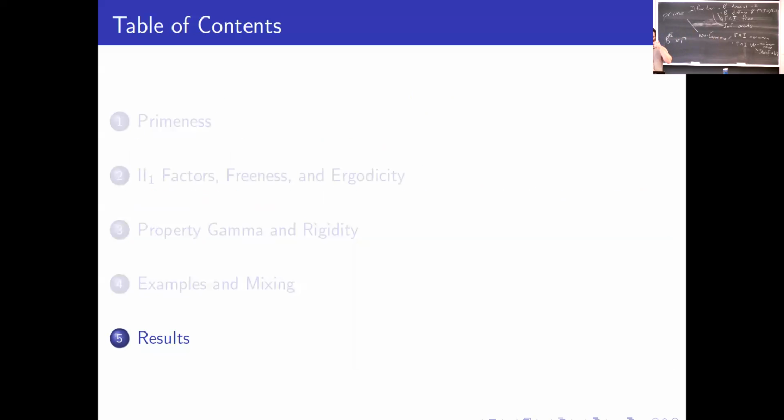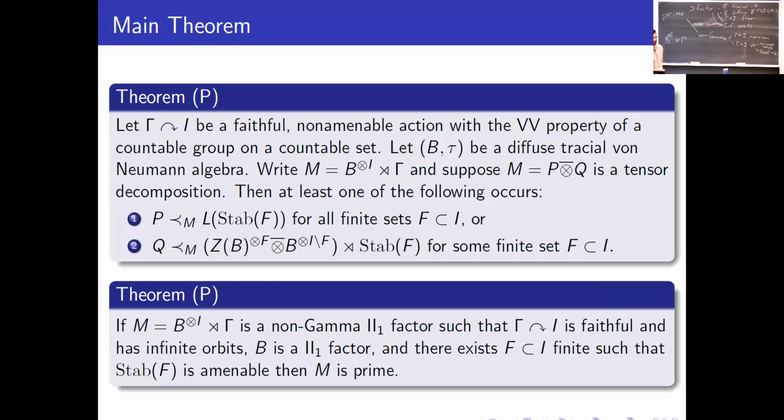The last couple of slides just list results. The top one is a technical result. If you don't like intertwining, you can just look at the bottom one, but the top one is the meat. This is how the proof actually goes. If you have a faithful, non-amenable action with the VV property of a countable group on a countable set, and a diffuse tracial von Neumann algebra, we go through the adjectives to make sure we have a non-gamma II_1 factor. And non-amenable actually implies infinite orbits. So I actually saved one word. Not very impressive, but that's okay.